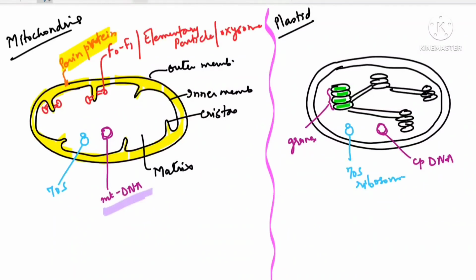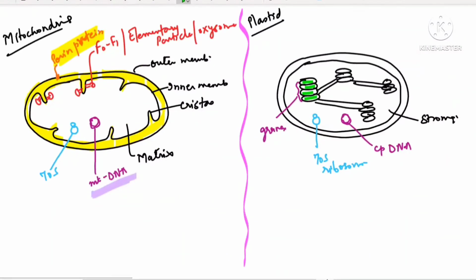Clear, beta? And this is space, which is in this area, this area which is left. This space is known as stroma. Please remember, beta, here we call matrix, here we call stroma. Stroma is a place where the dark reaction will occur. Grana is the place where light reaction will occur.